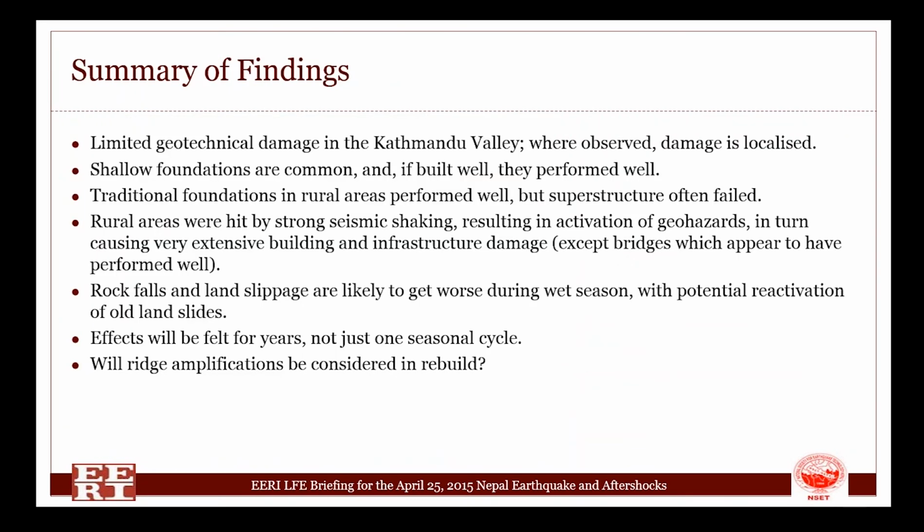So if I want to sum up my findings, we saw limited geotechnical damage in the Kathmandu Valley itself, but it was observed that it could have been either directly related to the underlying geology or the building typology. We have observed that shallow foundations are relatively common, and if built well, they perform well. However, in the rural areas, often the superstructure failed, not necessarily the foundations. We have seen that geohazards have impacted buildings and infrastructure, with potentially one exception, which were bridges, which appear to have had a relatively high level of resilience.